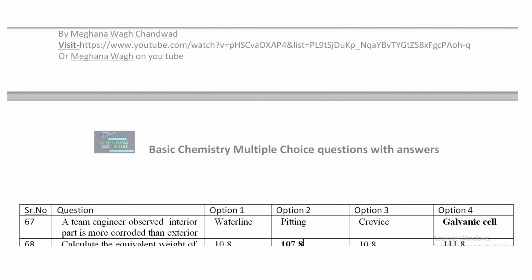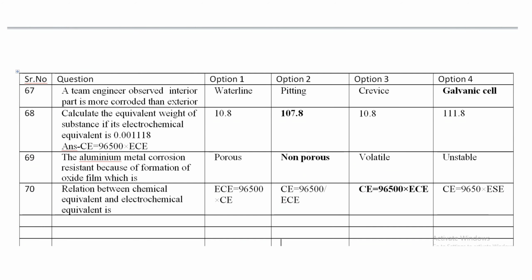Now the next question: a team engineer observed the interior part is more corroded than the exterior. Which type of corrosion is it? It is a galvanic cell formation, that means it is wet or immersed type of corrosion.